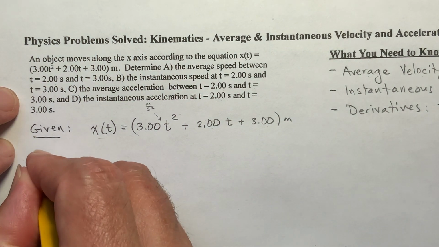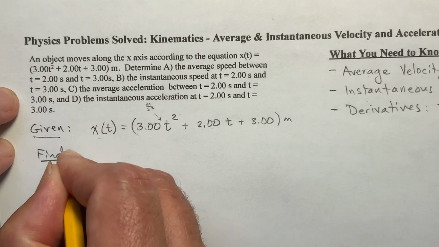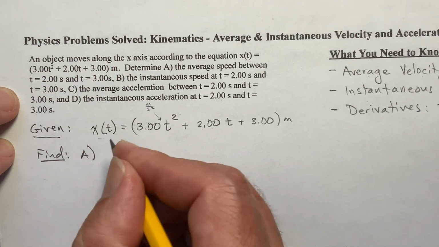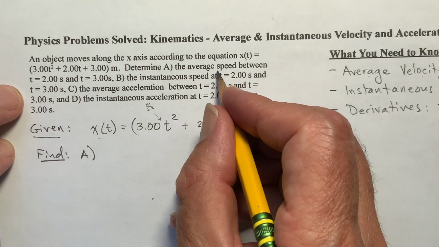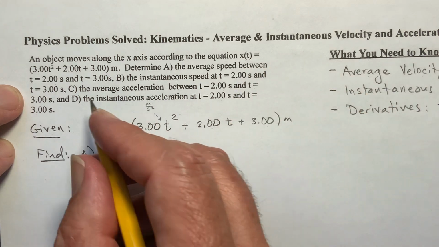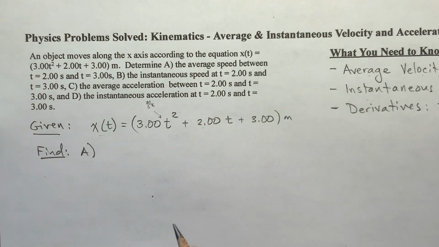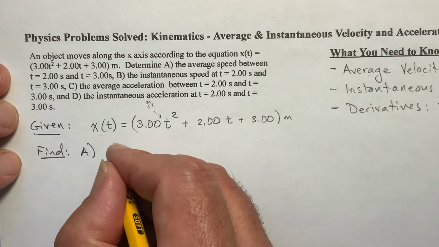And then what are we trying to find? Well, for part A, we want the average speed between 2 seconds and 3 seconds. Now, average speed in this context is just going to be the magnitude of the average velocity. That's what I'm going to say.